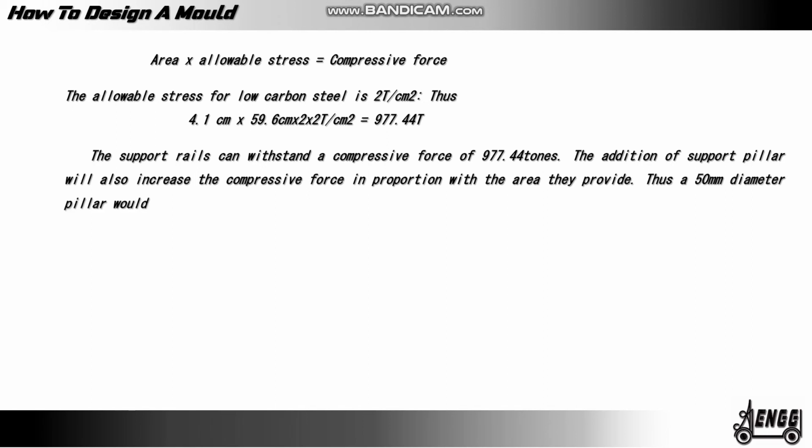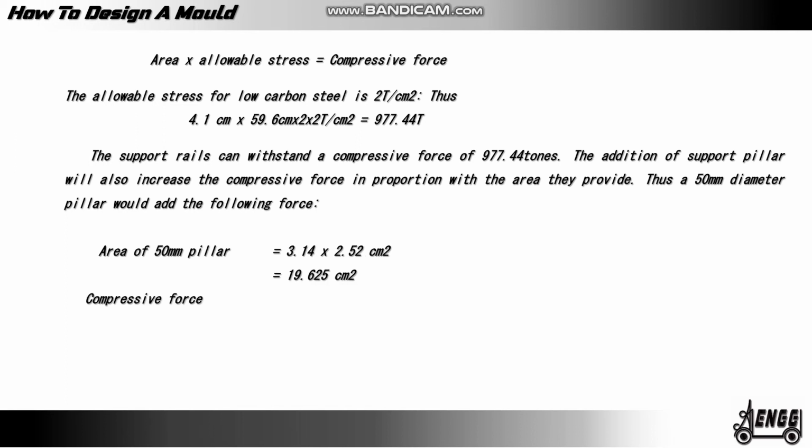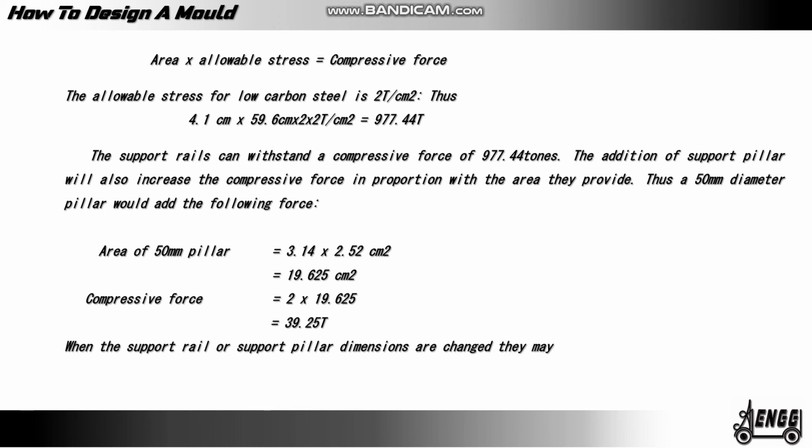Thus, a 50 mm diameter pillar would add the following force. Area of a 50 mm pillar is 3.14 into 2.5 squared, which is 19.625 centimeter square. Compressive force is equal to 2 into 19.625, which is equal to 39.25 tons. When the support rail or support pillar dimensions are changed, they may sink into the plate.